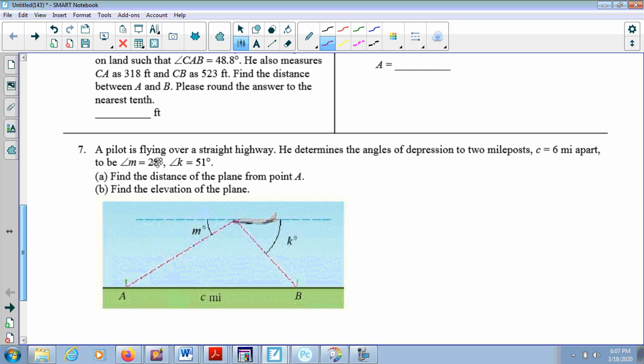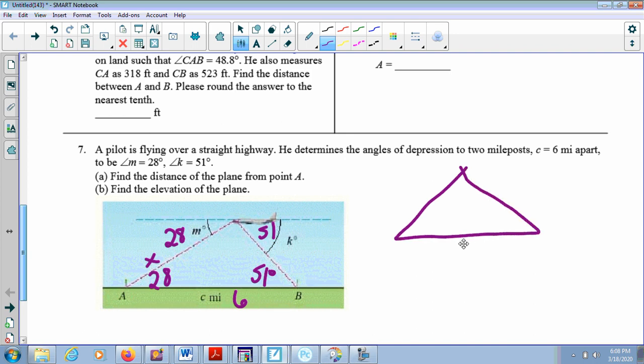They tell us that M is 28 degrees, K is 51 degrees, and we know that C is 6 miles. And they're asking us to figure out what this length is. I'm going to call it X, but what's going to be nice for us to remember is that these lines are parallel here and on the bottom. So our alternate interior angles are the same. So angle A is 28 degrees and angle B is 51 degrees. So now we can just draw a triangle out to the side that's the same one, but it doesn't have all the mess. So that's a 6.